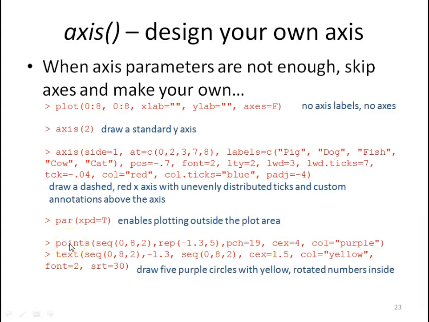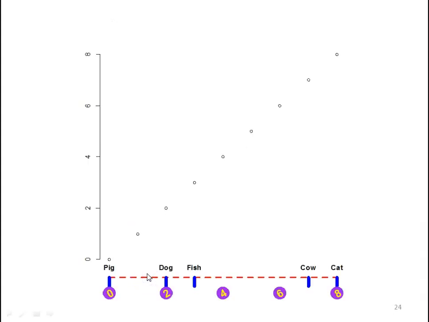And to achieve this, I used this command, par xpd equals true, and this enables plotting outside the plot area. And after executing this command, I can plot points and text outside the plotting area, in this case below the axis. And the result looks like this. It's not very beautiful, but it shows the capabilities, at least, of the axis command.